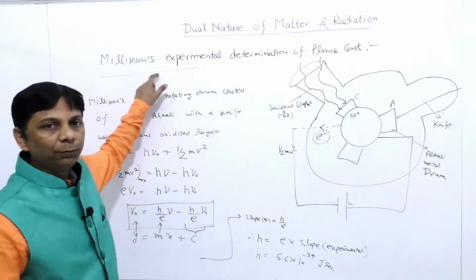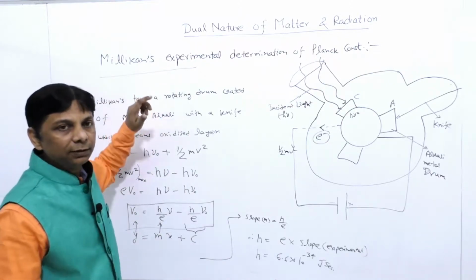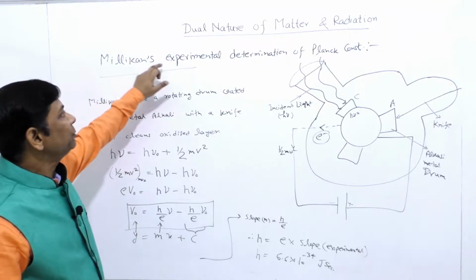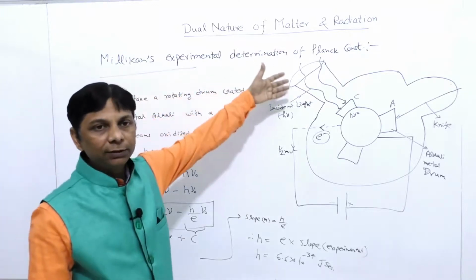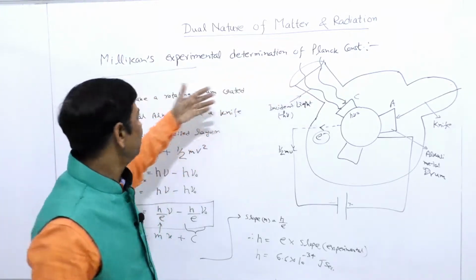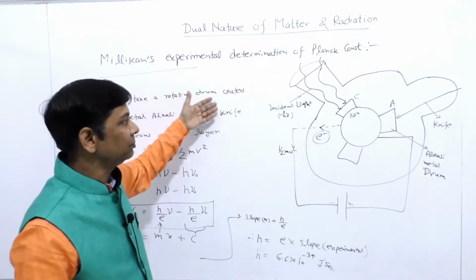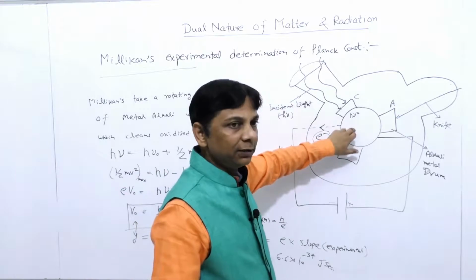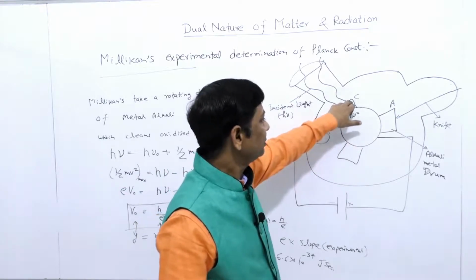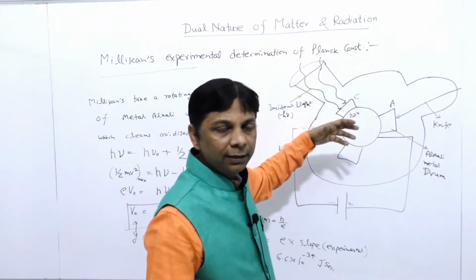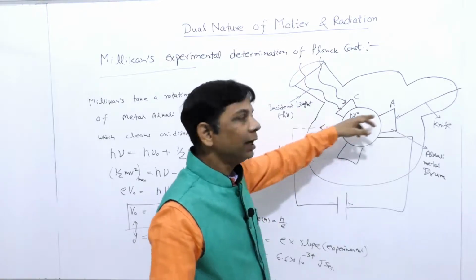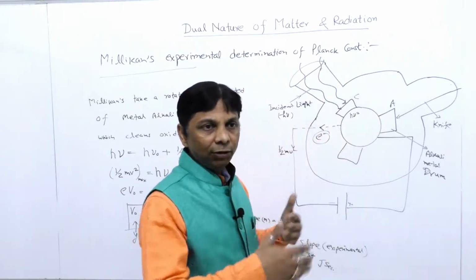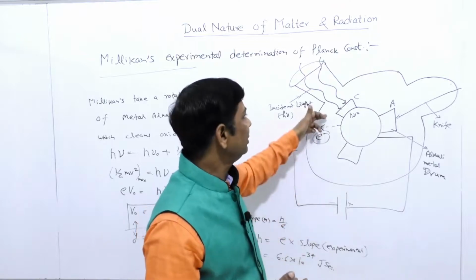Now, this is our next topic in photoelectric emission: Millikan's experimental determination of the Planck constant. Millikan took a rotating drum. This is the arrangement of the system: a rotating drum D, which has cylindrical drums coated with alkali metals, and a knife provided which cleans the oxidized layer of the alkali metal.